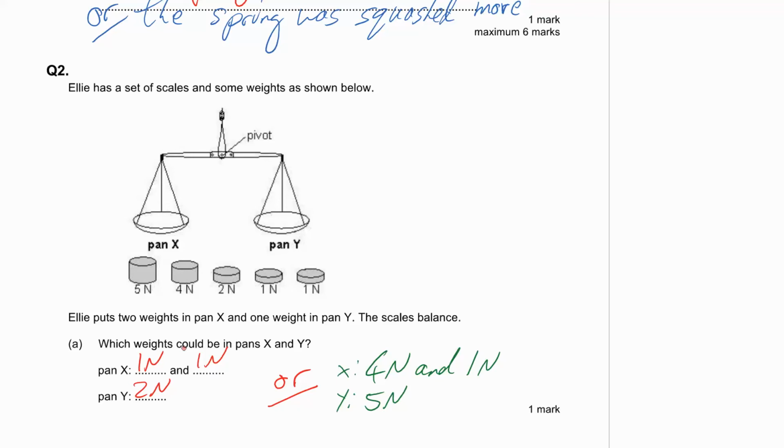Of course you can't put 1 and 1 in X and 5 in Y. That doesn't make sense. So it does have to be the matching pairs. So 1 and 1 and then 2 in the Y, or 4 and 1 in the X and 5 in the Y. So new question.